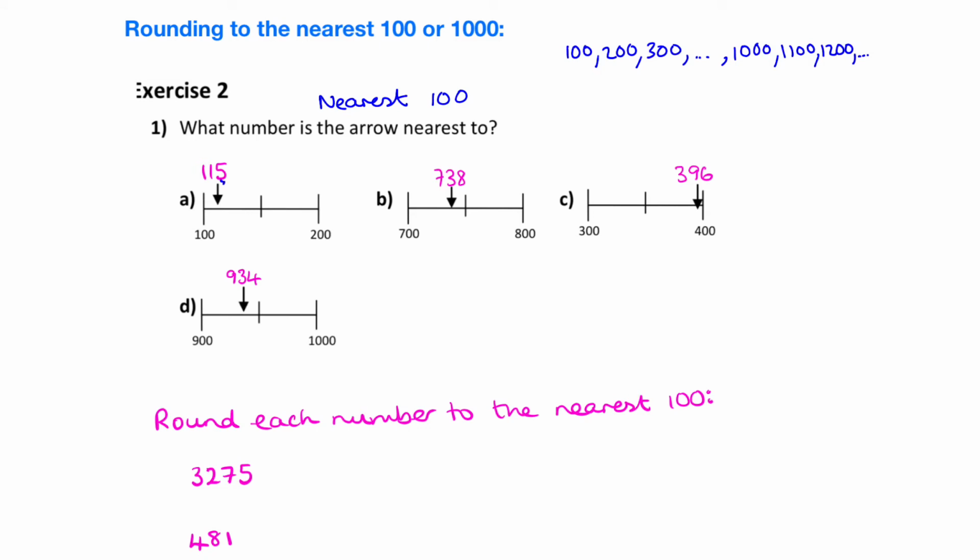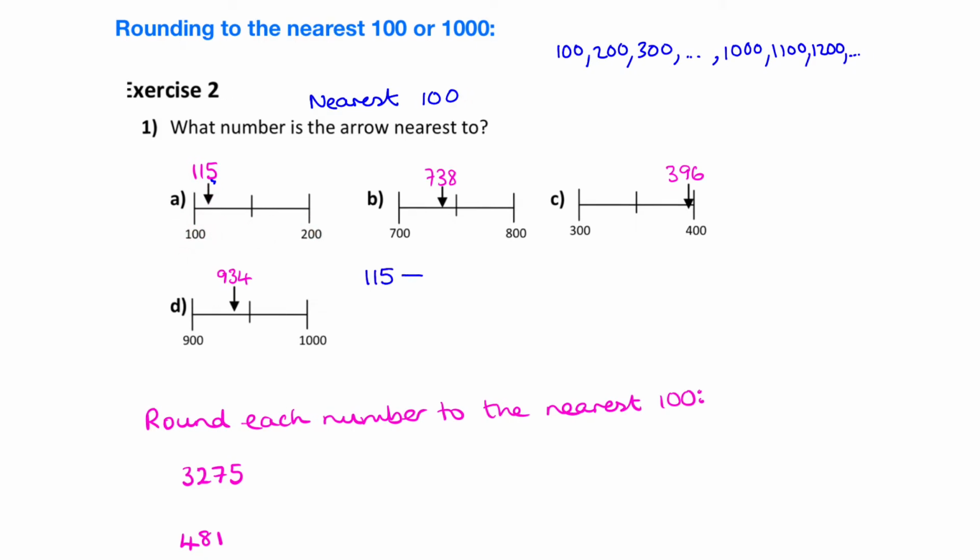So when we're looking at 115, we can see it's closer to 100 than 200. So if we round 115 to the nearest 100, it becomes 100. Okay, looking at the next one, we've got the number 738. So the hundreds that 738 is in between are 700 and 800. So we can see it's quite close to the middle, but it's nearer to this end. So 738, rounding to the nearest 100, rounds to 700.